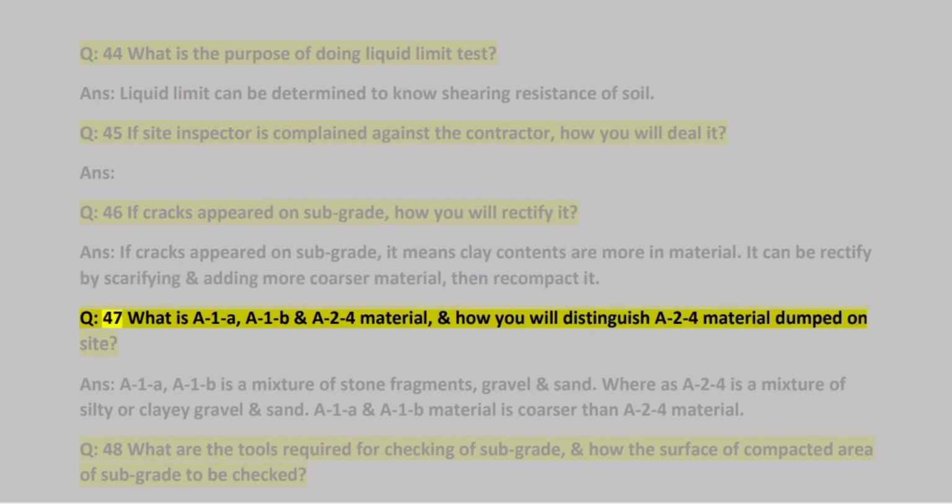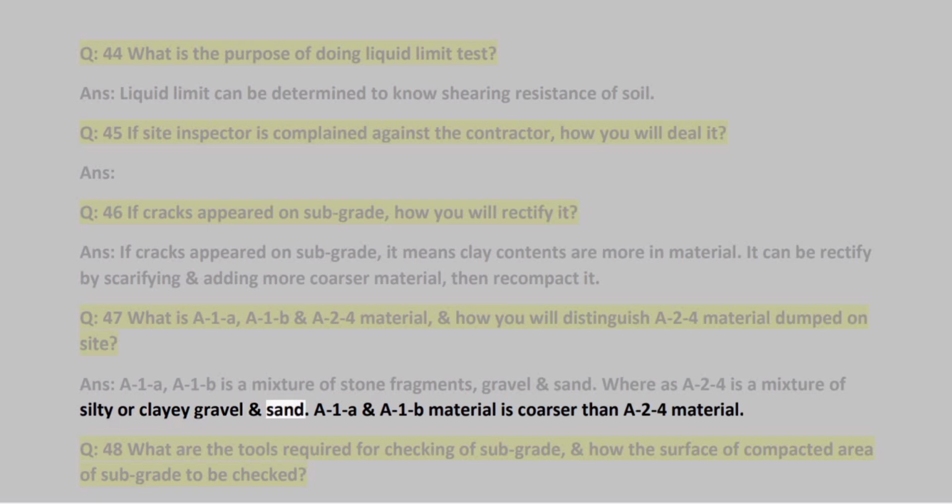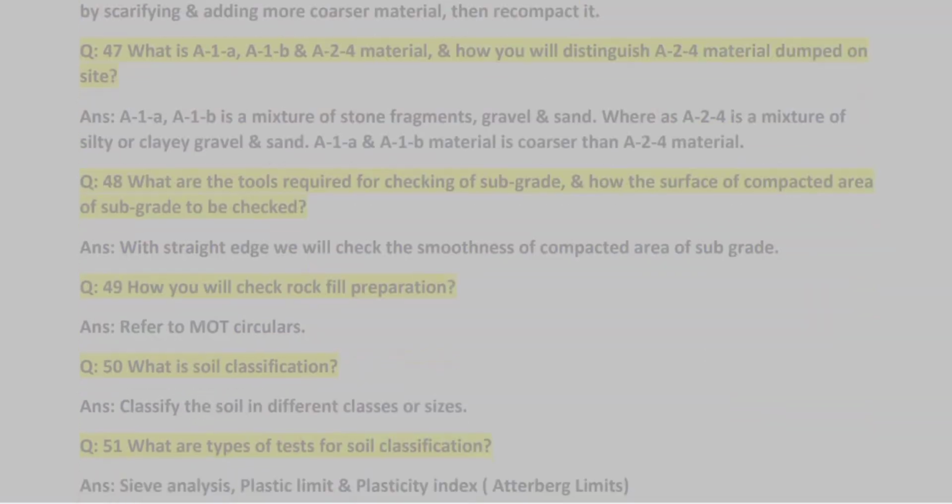Q. 47 What are A1A, A1B and A2-4 material, and how will you distinguish A2-4 material dumped on site? ANS, A1A and A1B is a mixture of stone fragments, gravel and sand, whereas A2-4 is a mixture of silty or clayey gravel and sand. A1A and A1B material is coarser than A2-4 material.